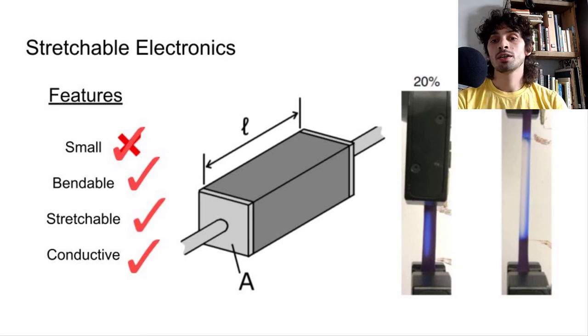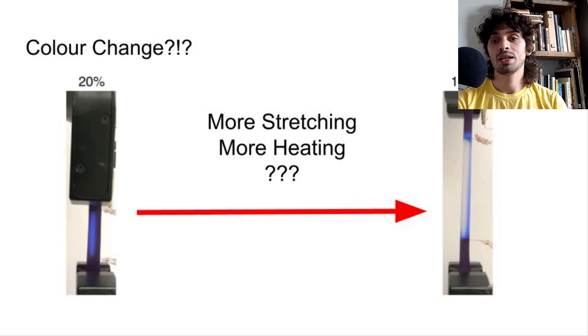But the other criteria, check marks all around. You can make it bendable, stretchable. It conducts. It seems quite promising. But wait a minute. If you're looking really closely, you might have noticed that at 0% strain and at 140% strain, the colors are not the same. So what this might tell you is that maybe the resistance is changing. It seems like the heating is not the same amount of heating. So is there more heating going on? It seems like there is. So why is that?